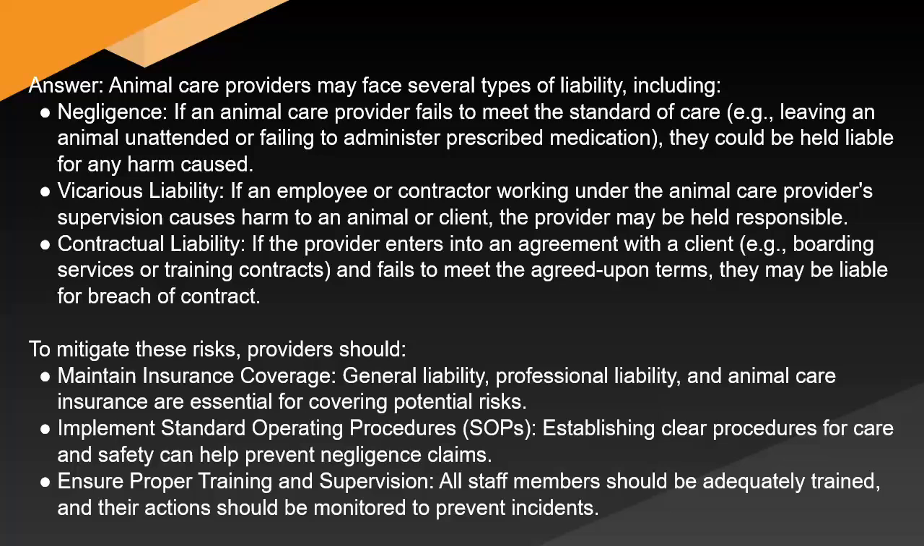To mitigate these risks, providers should maintain insurance coverage. General liability, professional liability, and animal care insurance are essential for covering potential risks. Implement standard operating procedures (SOPs). Establishing clear procedures for care and safety can help prevent negligence claims. Ensure proper training and supervision. All staff members should be adequately trained, and their actions should be monitored to prevent incidents.